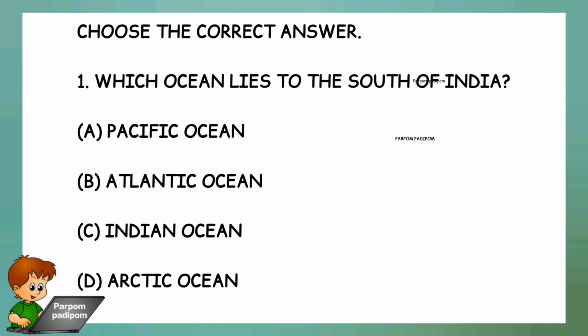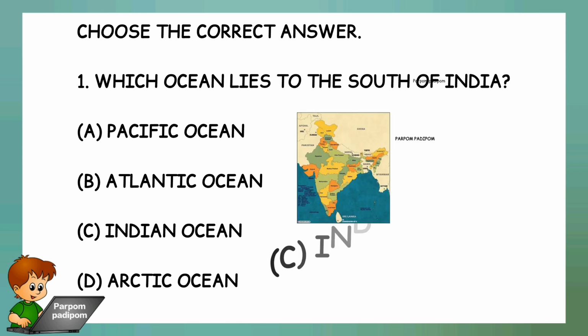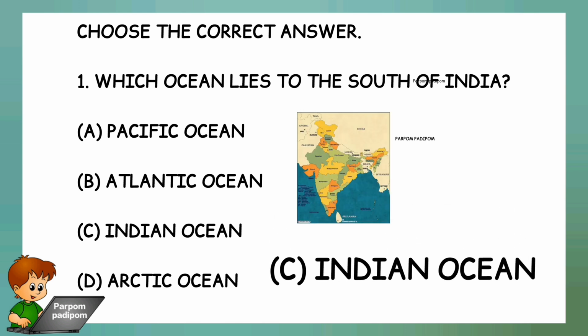Choose the correct answer. 1. Which ocean lies to the south of India? A. Pacific Ocean, B. Atlantic Ocean, C. Indian Ocean, D. Arctic Ocean. The correct answer is C, Indian Ocean.